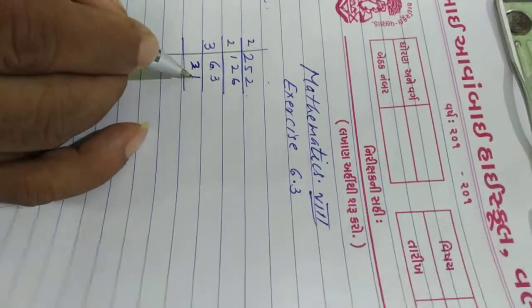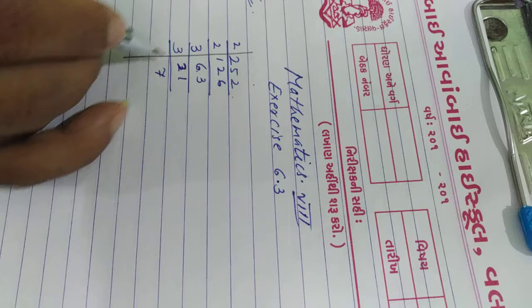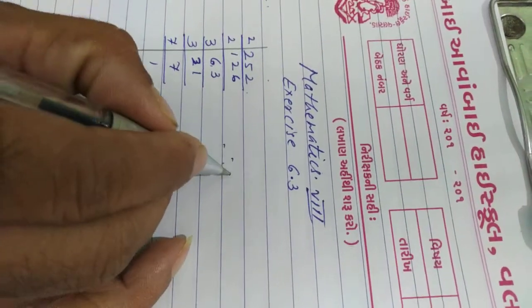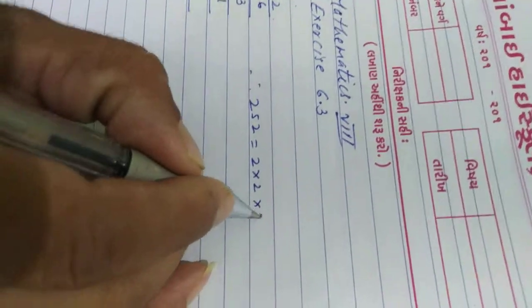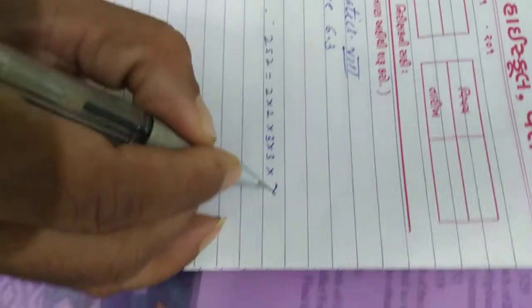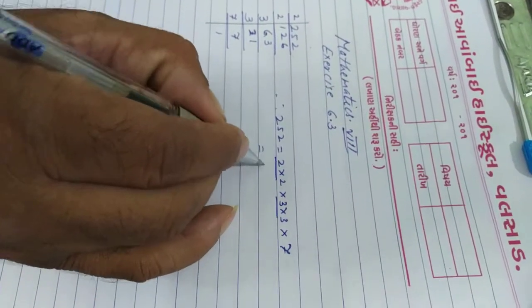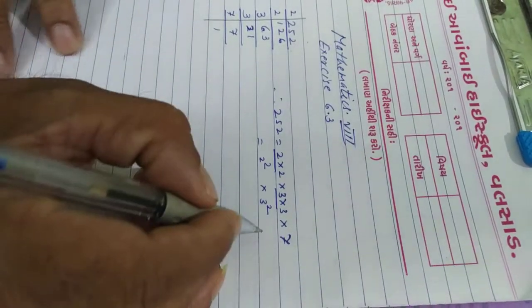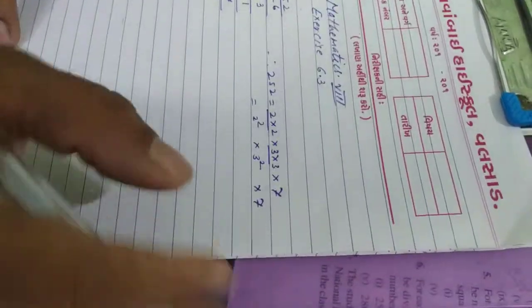Now the next number is 21. So 7 3s are 21, and 1 7 is 7. So what are the factors? 252 is equal to 2 multiply 2 multiply 3 multiply 3 multiply 7. Now just make pairs. So 2 square multiply 3 square multiply 7. Here, what is being asked?